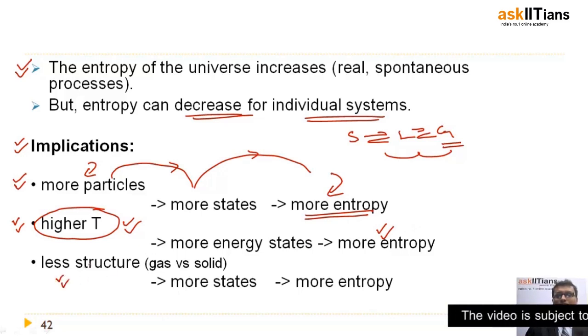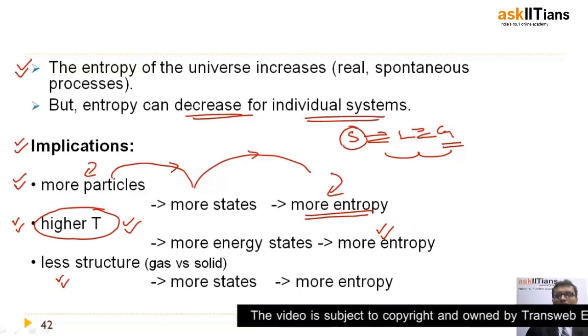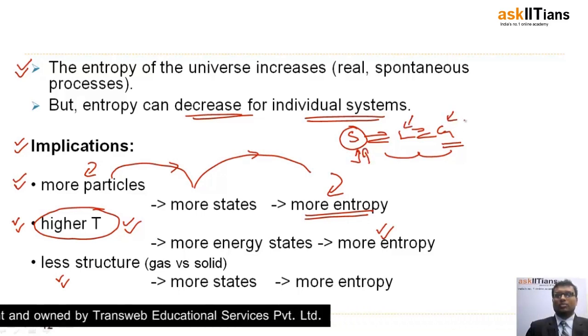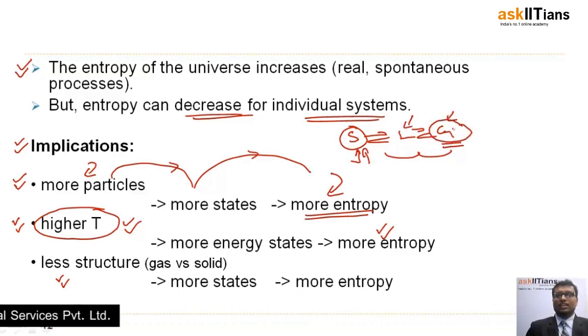And structure. Here you might understand that solid is highly structured, right, compared to liquids and compared to gases. So gas, which is less structured compared to solid, has more entropy. So higher is the structure or stronger is the structure, lesser is the entropy. So these are the important implications of entropy with different factors like particle number, temperature and structure.